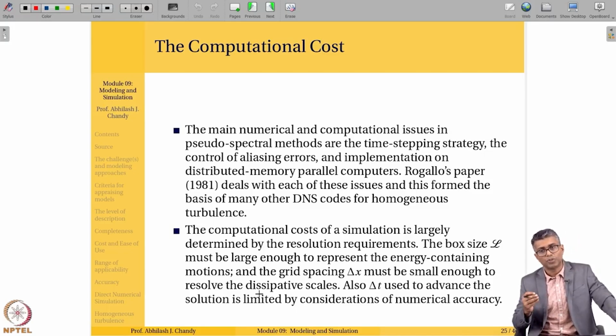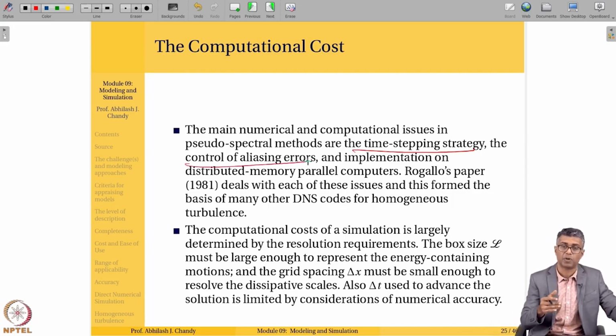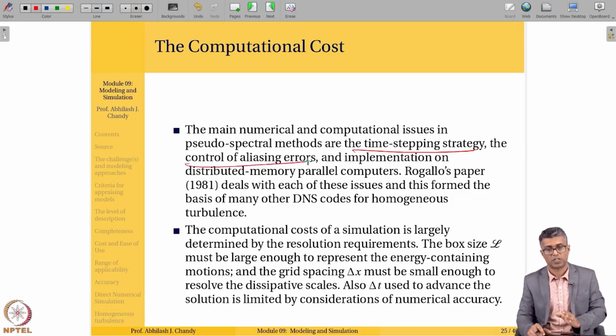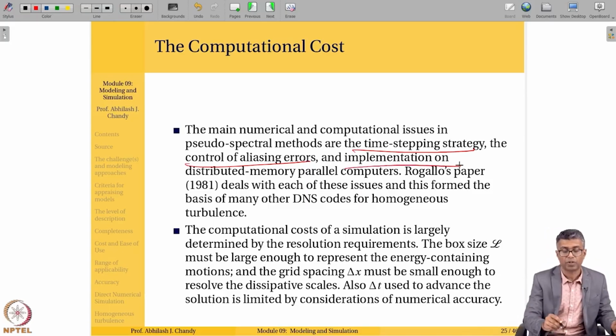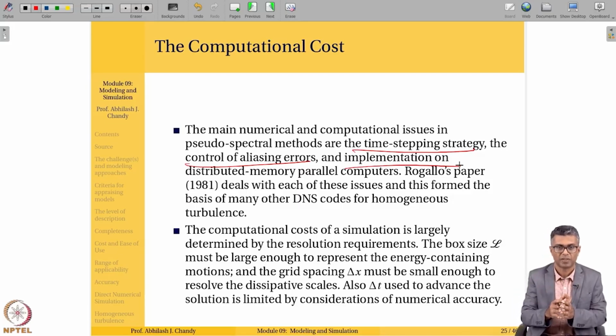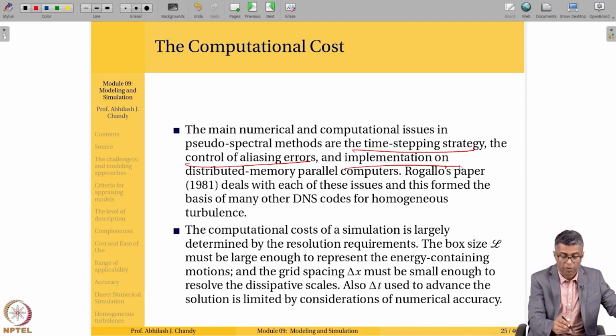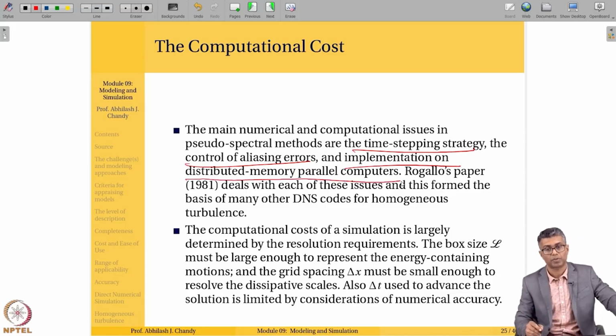So the main numerical and computational issues associated with pseudospectral methods are the time stepping strategy, the control of the aliasing errors. The aliasing errors arise because of the switching between spectral space and physical space. And finally, the implementation on distributed memory, right? You are not going to run it on a single processor because it would take forever. You're not going to run it on a single core. You will have to run it on multiple cores. That means the code that you're writing has to be able to run on multiple computers simultaneously. That is what we mean by distributed memory parallel computers.